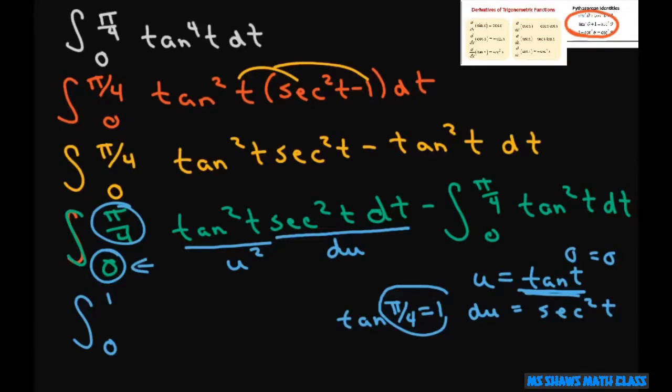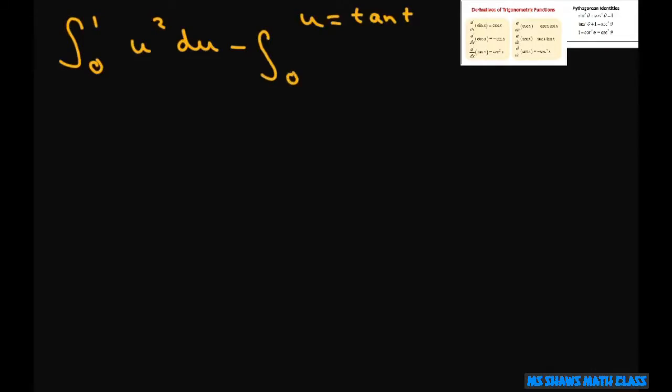So now what we have is this. We have the integral from 0 to 1 of u squared du. Again, this is because u equals tan t. We still have our minus the integral from 0 to pi over 4 of what was tan squared t dt.